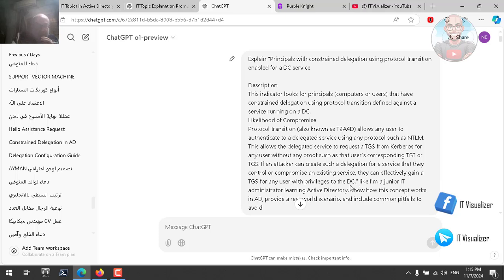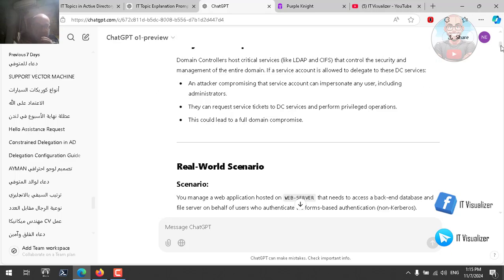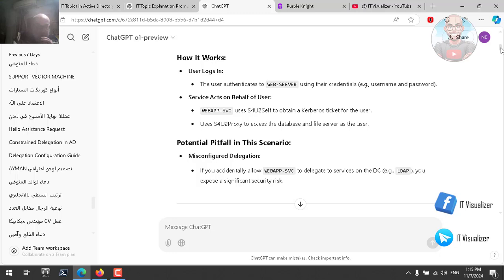Here I am telling it that I am a junior IT administrator learning Active Directory. Show how this concept works in AD, provide a real world scenario, and include common pitfalls to avoid. So this is one prompt that you can use to explain something. So let's go and see the answer of ChatGPT, which is a very, very good answer, by the way.